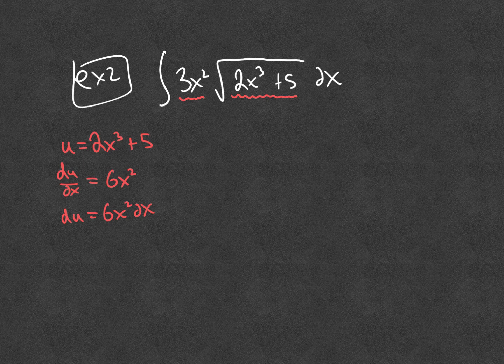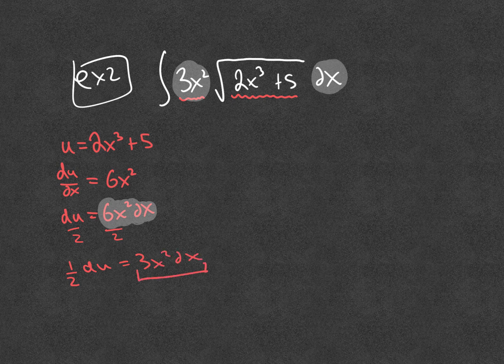So what I notice here, I'm going to plug in, I've got the square root of u, but what's left over right now is still 3x squared dx. And I have 6x squared dx. I need to make them look the same. So in order to get that 3, I have to divide by 2 on both sides. So now it's 1/2 du equals 3x squared dx. And now I can make that substitution.